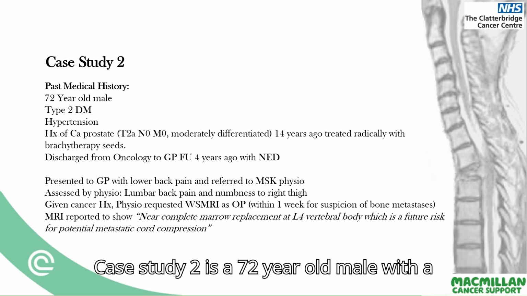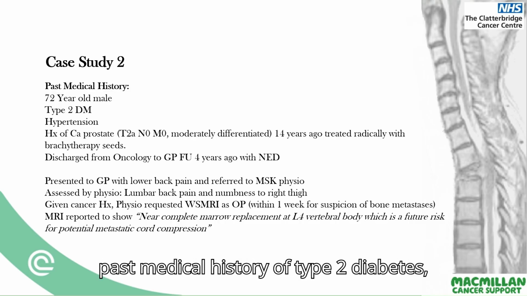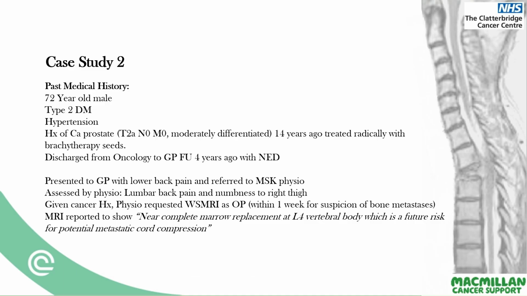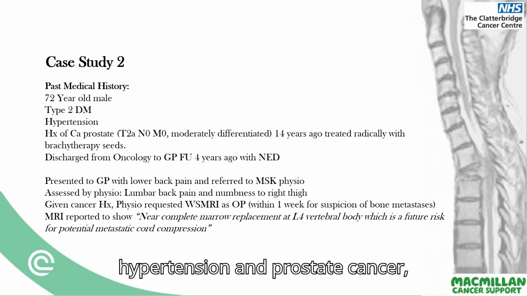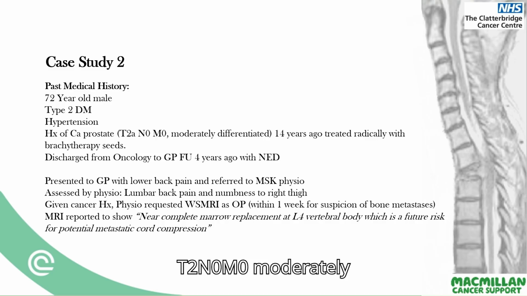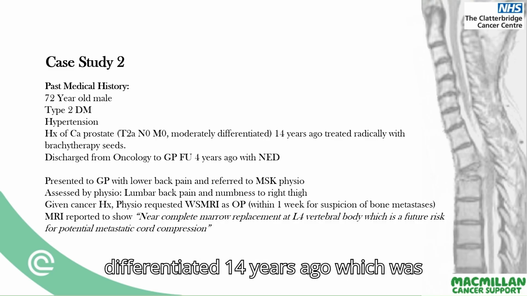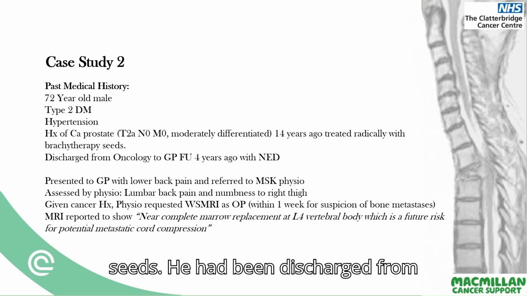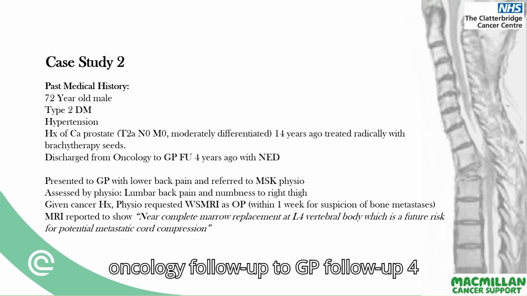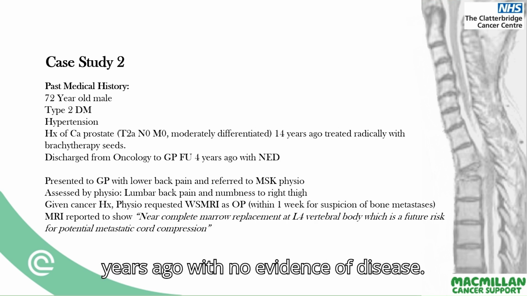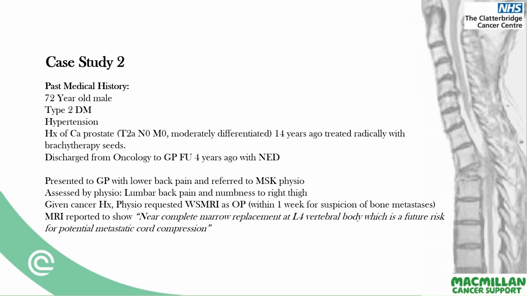Case study 2 is a 72-year-old male with a past medical history of type 2 diabetes, hypertension and prostate cancer, T2, N0, M0, moderately differentiated 14 years ago, which was treated radically with brachytherapy seeds. He had been discharged from oncology follow-up to GP follow-up 4 years ago with no evidence of disease.